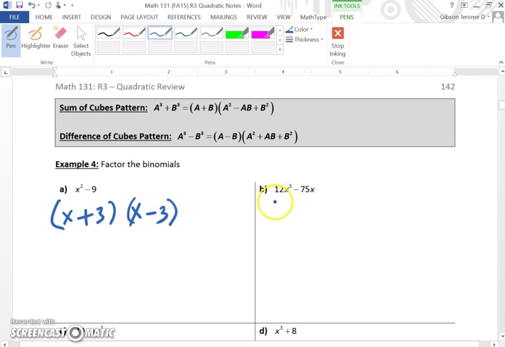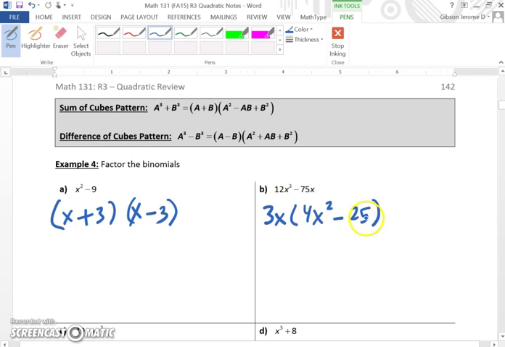Now we go here. With this problem here, 12x cubed minus 75x, we need to see if we can factor anything out before we do anything. 12 and 75 both have 3 in common, and x cubed and x have x in common. So this will leave us 4x squared minus 25.